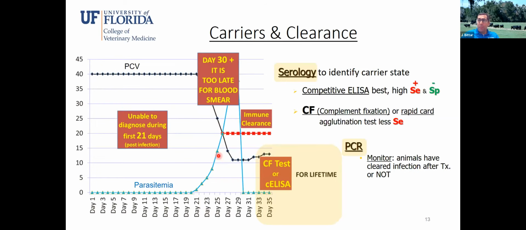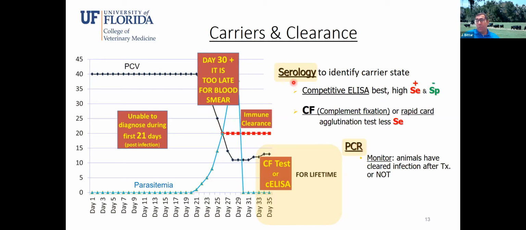So if the animal passes that acute infection, let's say 29, 30 days, as I was telling, then the animal becomes a carrier. And to identify those, we use different tests. We can use PCR as well. That's more advanced and more expensive, but it's a better test.